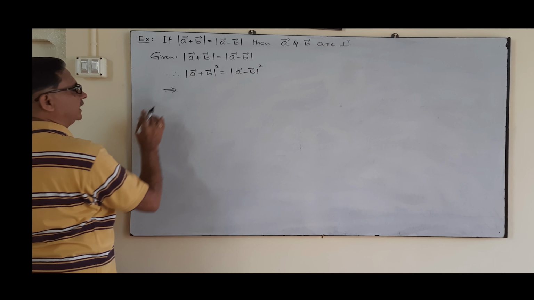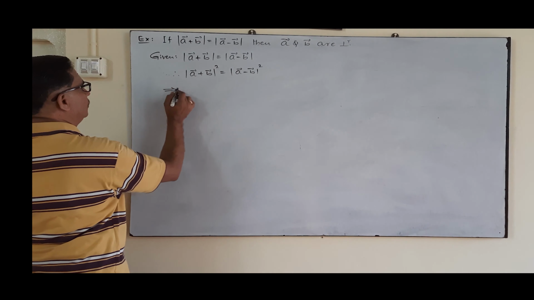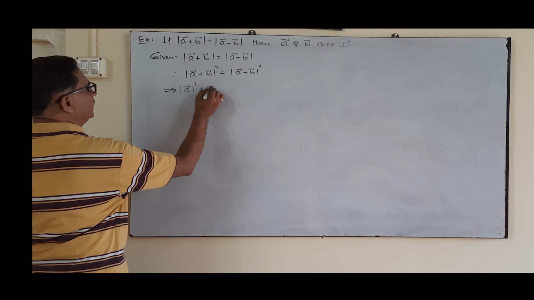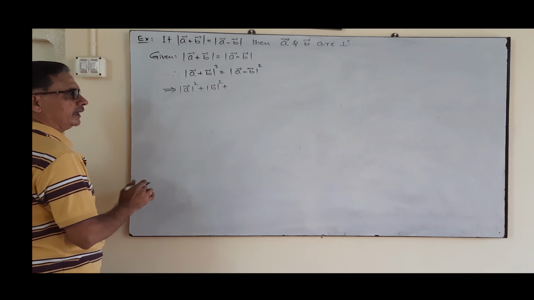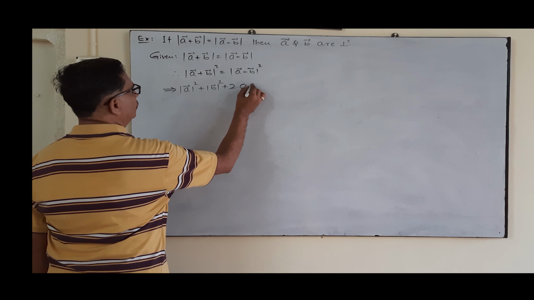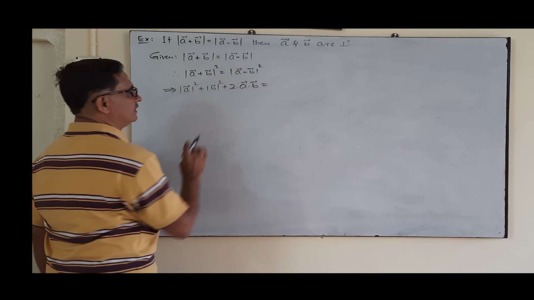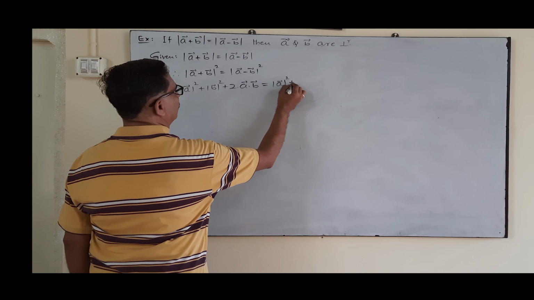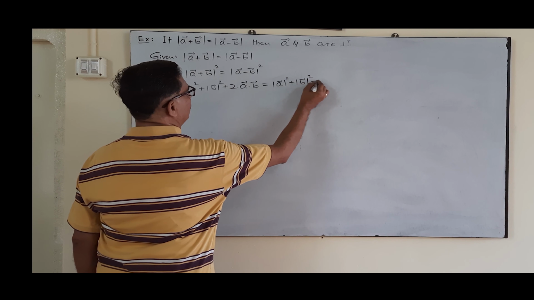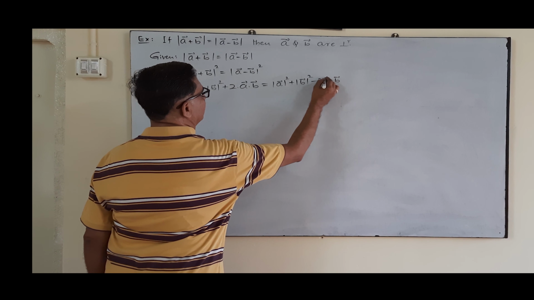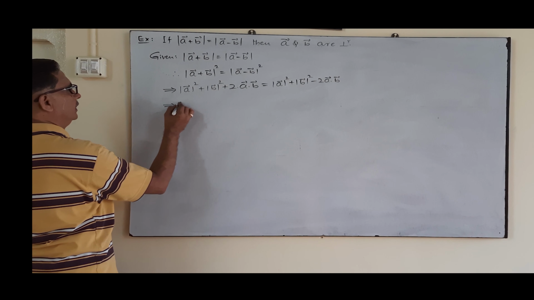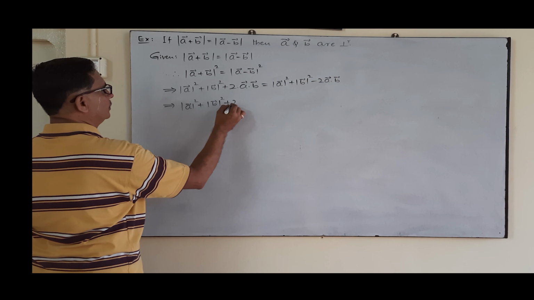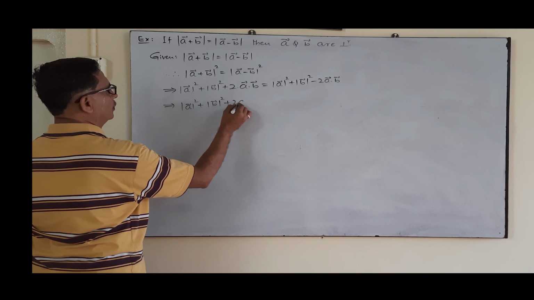Now the usual algebraic expansion. As you know the a plus b whole square formula, that is a square plus b square plus 2ab. Here we can write magnitude of a to the power of 2 plus magnitude of b to the power of 2 plus 2 into a dot b is equal to, again the a minus b whole square formula, magnitude of a to the power of 2 plus magnitude of b to the power of 2 minus 2 times a dot b.